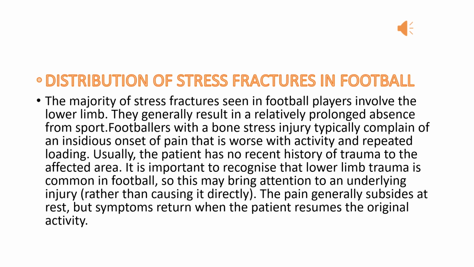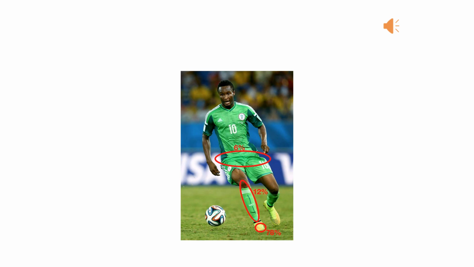Distribution of stress fractures in football. The majority of stress fractures seen in football players involve the lower limb. They generally result in a relatively prolonged absence from sport. Footballers with a bone stress injury typically complain of an insidious onset of pain that is worse with activity and repeated loading. Usually, the patient has no recent history of trauma to the affected area. It is important to recognize that lower limb trauma is common in football, so this may bring attention to an underlying injury. In this site, stress fractures are common to occur.